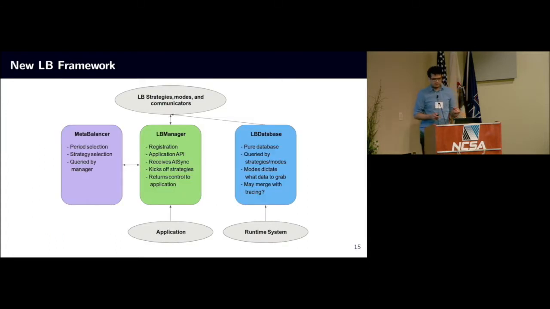So we've decided to make this new load balancing framework. Here's the high-level sketch of the way it looks right now. We've made some isolated components. So we have LB Manager, which is responsible for interfacing between the application, which is what the users would actually be writing, and the rest of the load balancing framework. The database is now purely a database. It doesn't have any logic like the previous version did. And Meta Balancer, which is responsible for some things about selection and basically running how frequently and what runs in the load balancer, is now a fully separate component rather than being entangled with everything else.